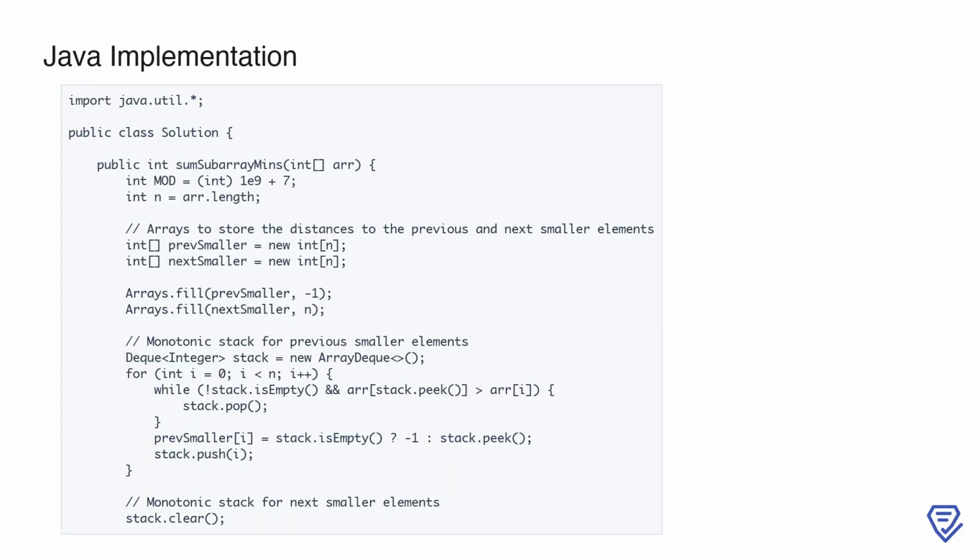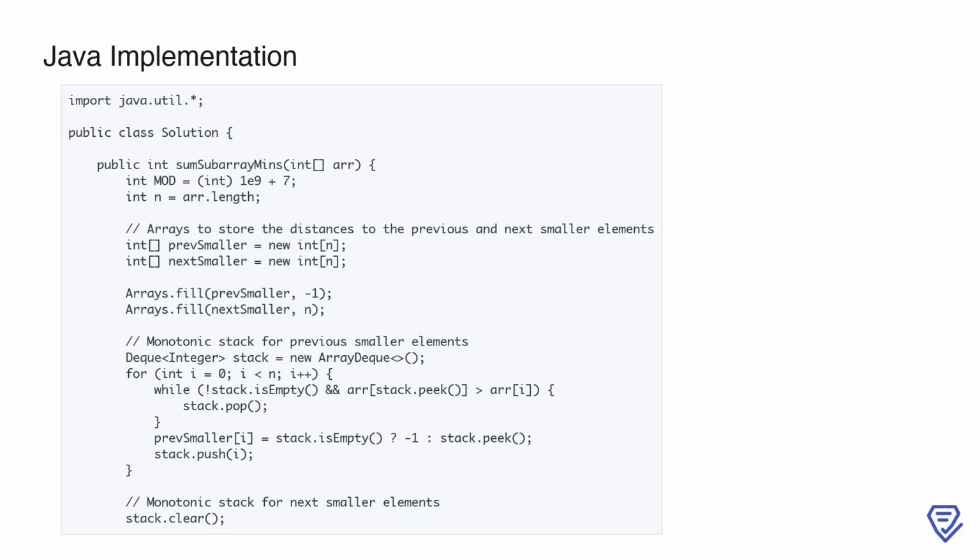Here, we're implementing the solution for the sum of subarray minimums problem in Java. We start by defining the method sumSubarrayMins that takes an array of integers as input. To handle large results, we use a modulo value mod set to 10 to the power of 9 plus 7. Next, we initialize the array size n and create two auxiliary arrays, prev smaller and next smaller.